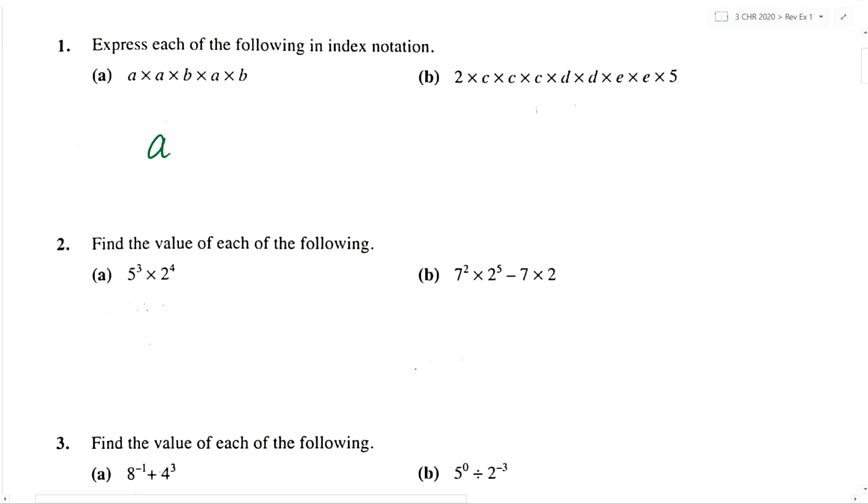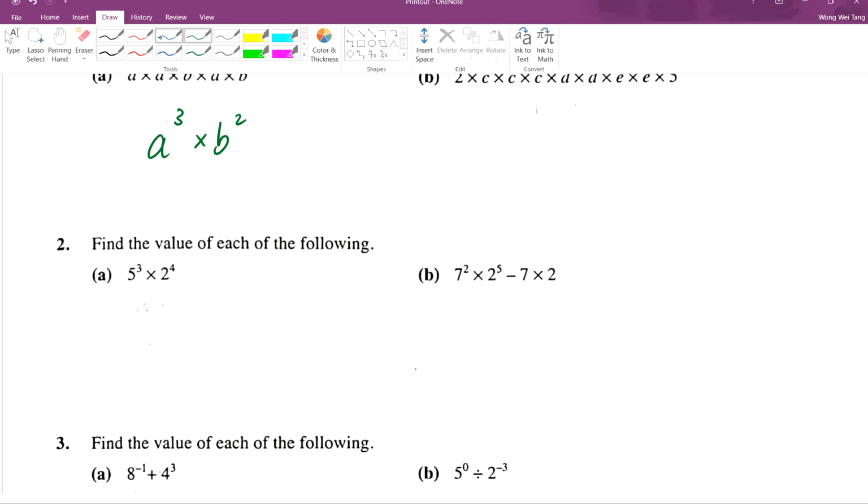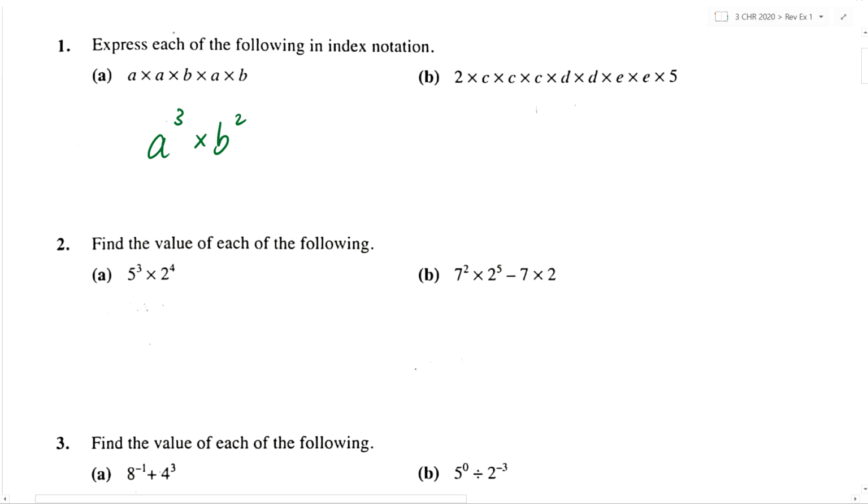Okay, a to the power of 3 times b to the power of 2. For part B, then c power 3, d power 2, and e power 2. Alright? Alright or not?